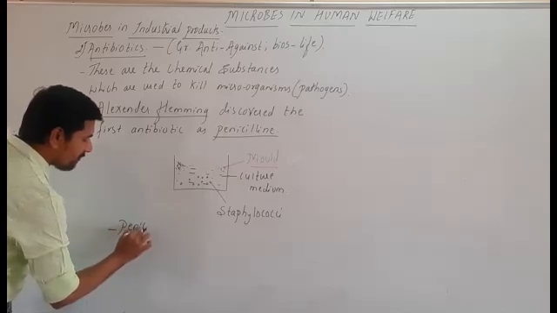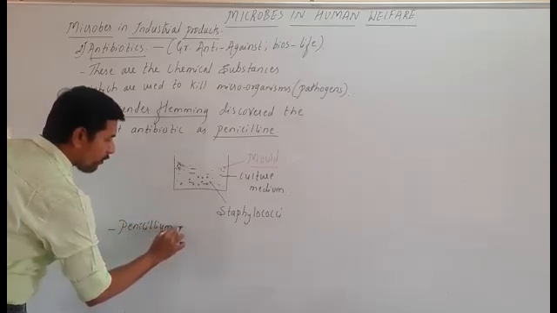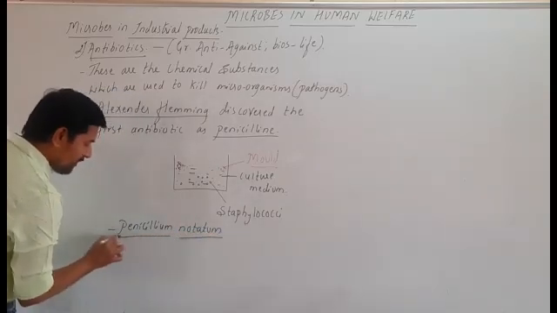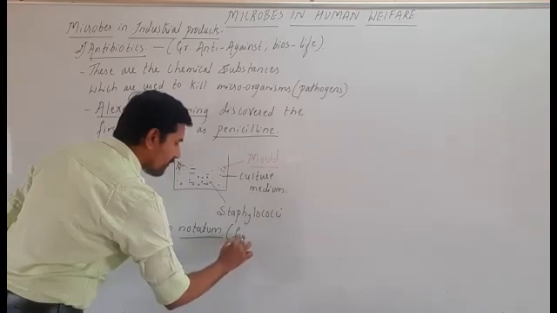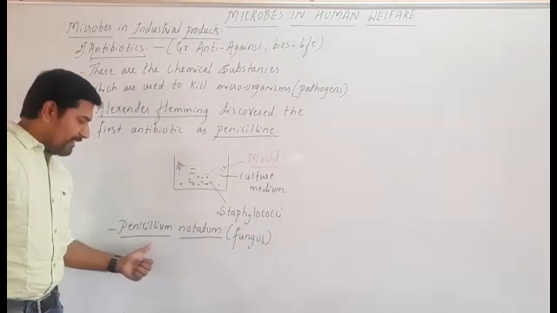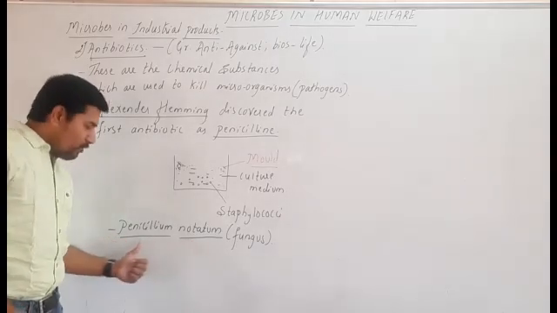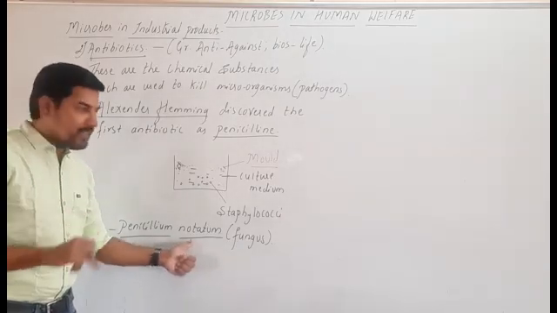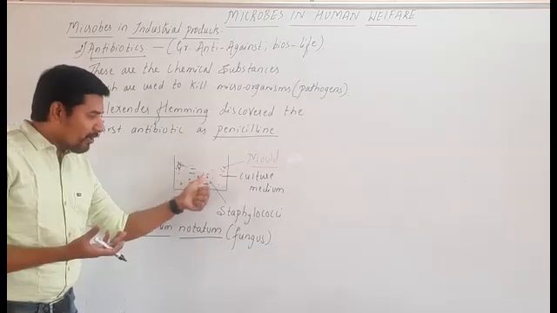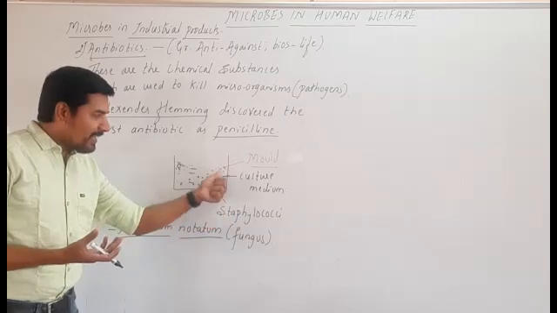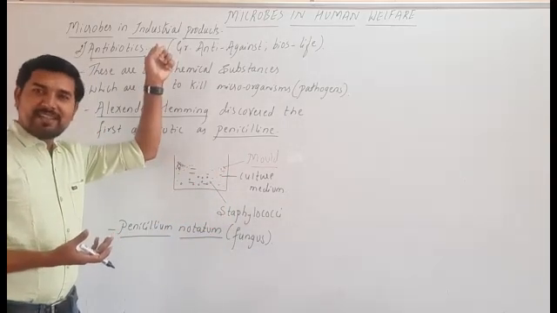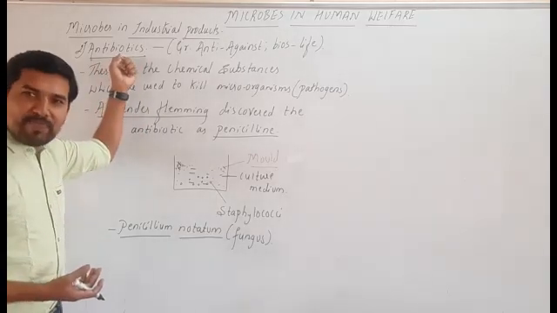Penicillium notatum. This was the fungus. Look at this, Penicillium notatum. So Penicillium notatum was the fungus, the mold which was growing in his culture media. It did not allow the growth of Staphylococci, and hence he named it antibios. Later on, the name was given as antibiotic.